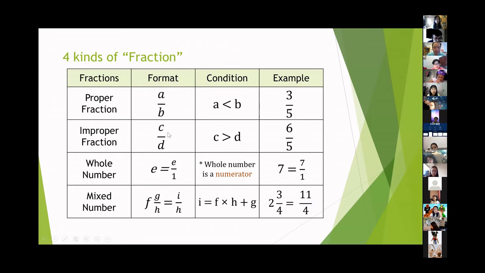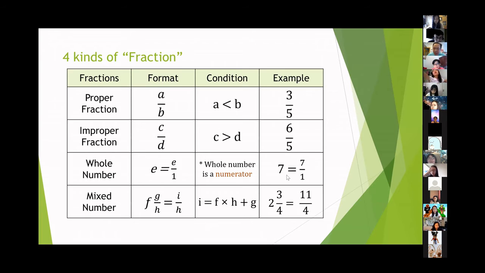On the other hand, an improper fraction has the format C over D. However, C is bigger than D, okay? For example, 6 over 5. 6 is bigger than 5, so 6 over 5 is an improper fraction. An improper fraction is usually bigger than 1. Now, a whole number, E, for example, 5, for example, 7, has the format E over 1. So for example, 7 equals 7 over 1.